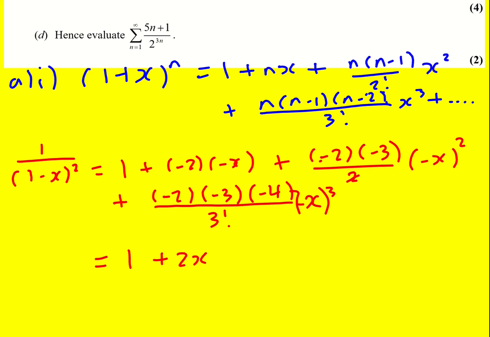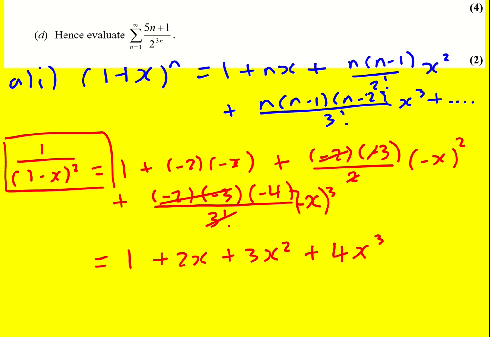This 2 cancels with the minus 2 and the other minus, and this becomes positive when you square minus x, so we get plus 3x squared. Here, the 3 factorial cancels with the minus 2 times minus 3, and the minus 4 will cancel with the triple minus that we get with the minus x all cubed, so that leaves us with plus 4x cubed. And those are the first 4 terms of this binomial expansion.